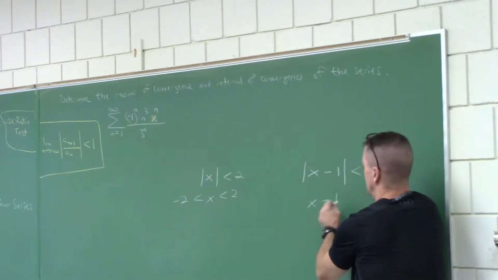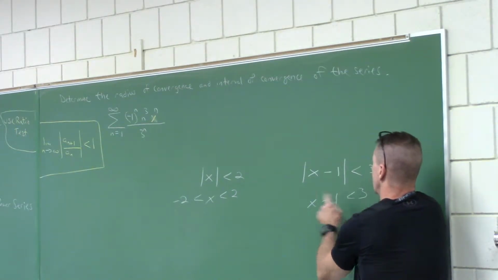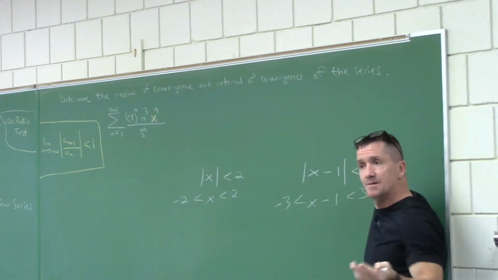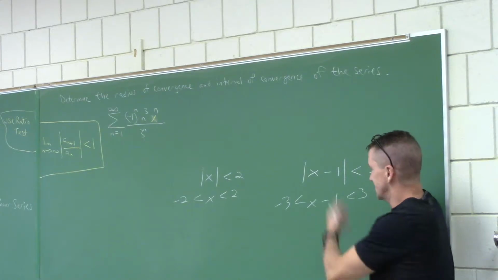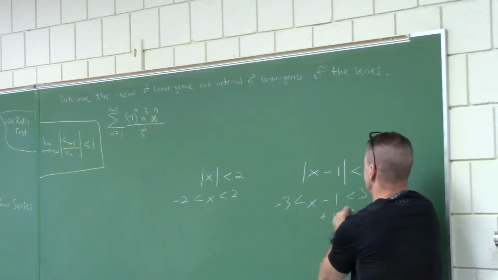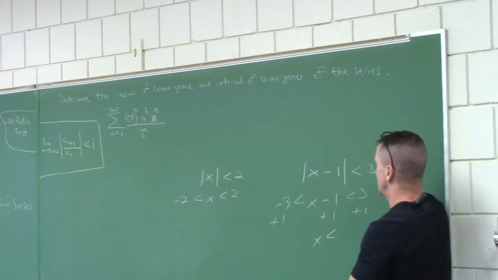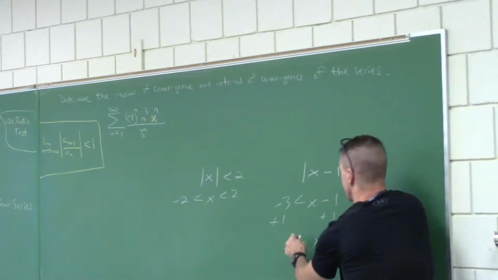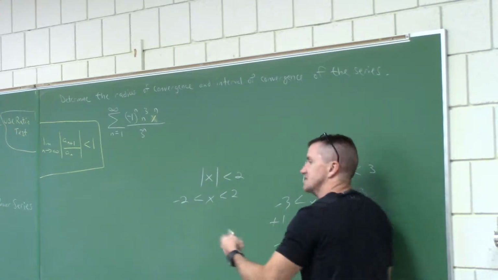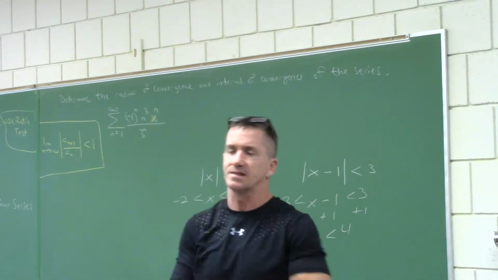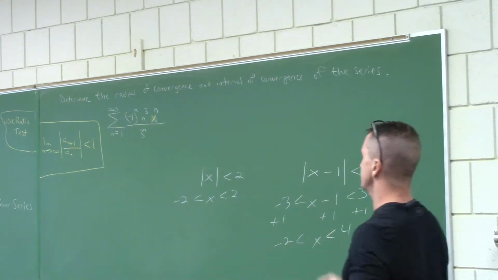X minus 1, take the bars off. There's your 3, what goes on that side? And then you solve for the x in the middle, right? Just dealing with the inequality. You want to add a 1, add a 1, add a 1. So what do you get for x? What's in between? A 4 and 2. There you go. So that's something we'll do at the very end. When they talk about find the interval of convergence, that'll be the last step.